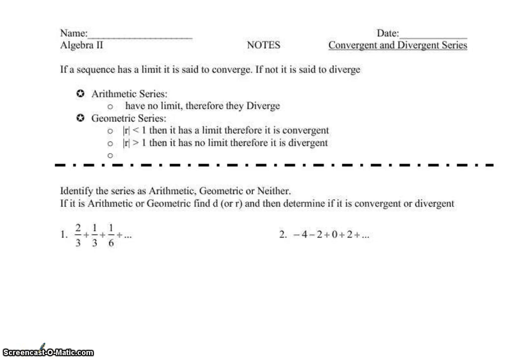Okay, Algebra 2, we're looking at convergent and divergent series today. If a sequence has a limit, it is said to converge. If it does not have a limit, it is said to diverge. So arithmetic series have no limit, therefore they diverge. Geometric series, on the other hand, it depends.